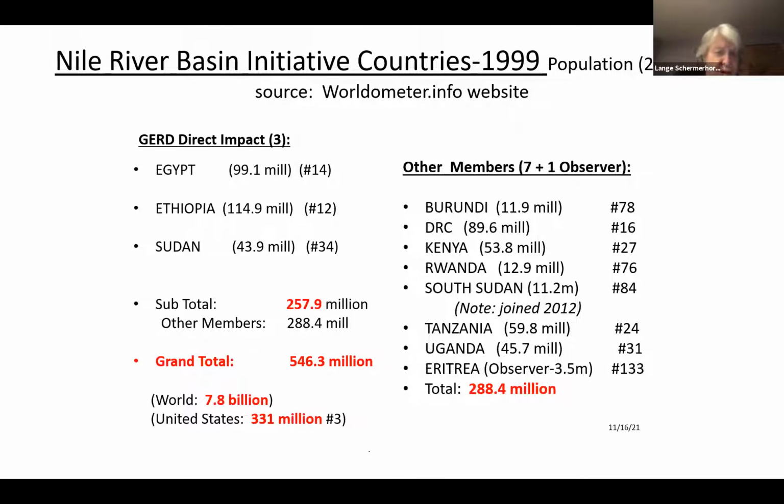And there's some comparative figures. The United States is 3rd in population in the world, behind, of course, China and India. So just for some comparison's sake there.